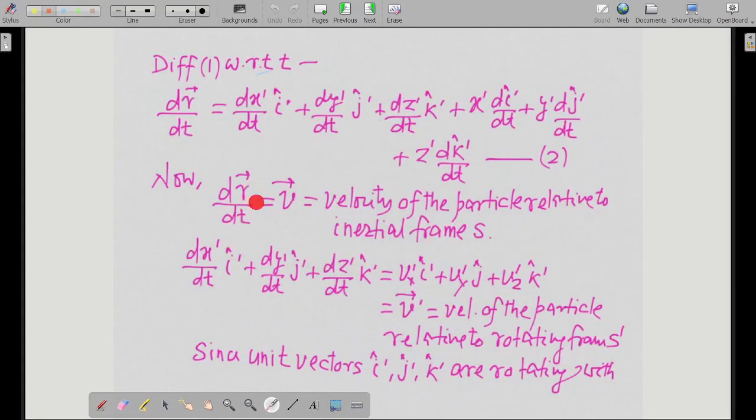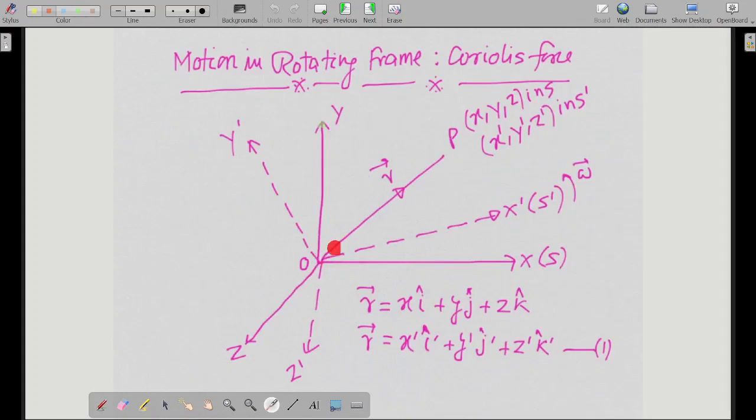So dr by dt, let us consider it to be equal to v vector, because it is the rate of change of displacement. This is your displacement, right? The shortest possible distance from the origin, that is the vector connecting the point and the origin, a straight line connecting them, that is your displacement.